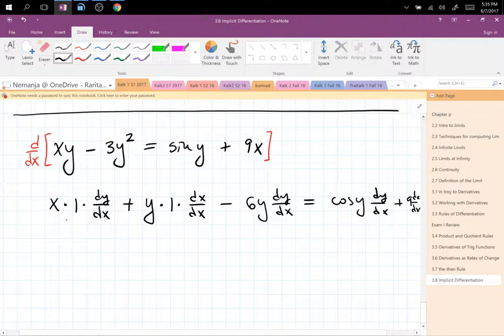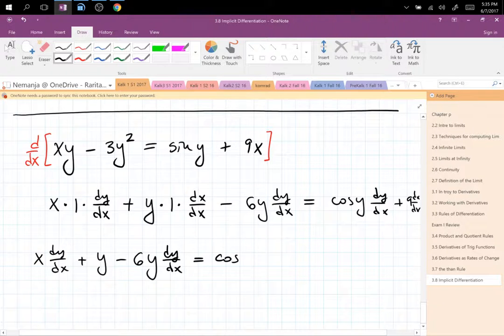So what do we have? We have x dy dx plus y minus 6y dy dx equals cosine y dy dx plus 9. We move all of the terms with dy dx to the left, all of the terms without dy dx to the right.